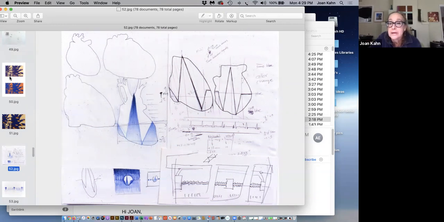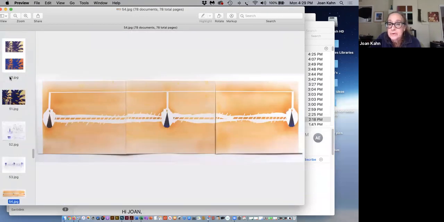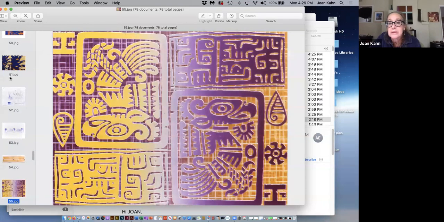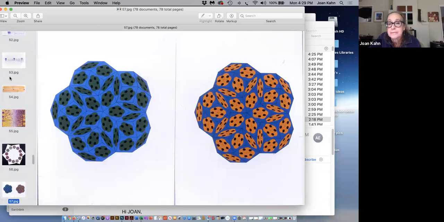This was a student who had a stepfather who was a cardiovascular surgeon, and he wanted to represent an electrocardiogram. So these were scrolls that he made finally with watercolor. This was somebody who was interested in Mayan motif and the rhombic cube.